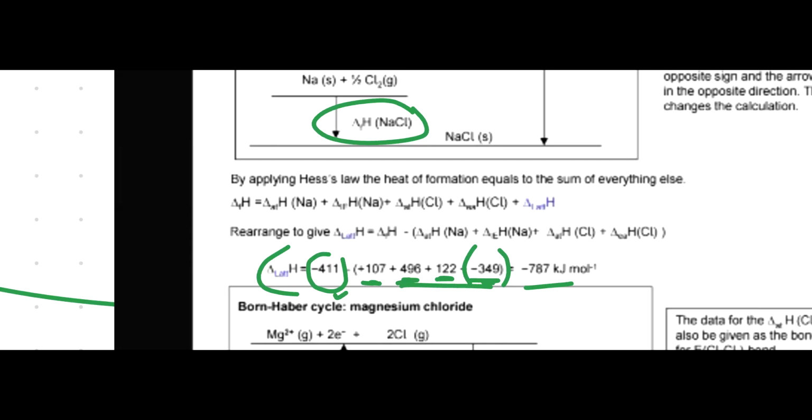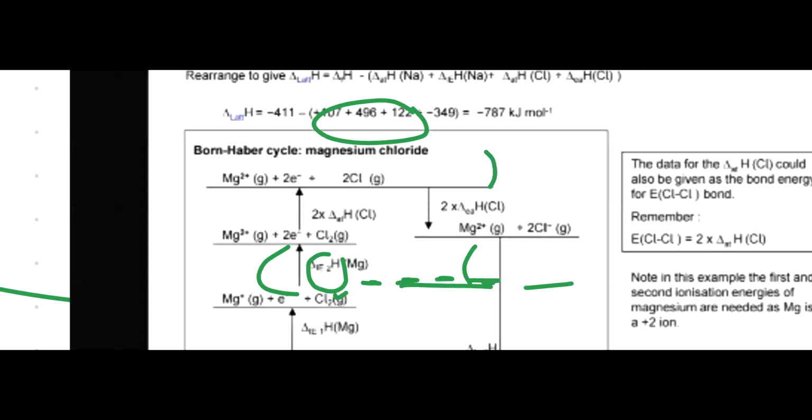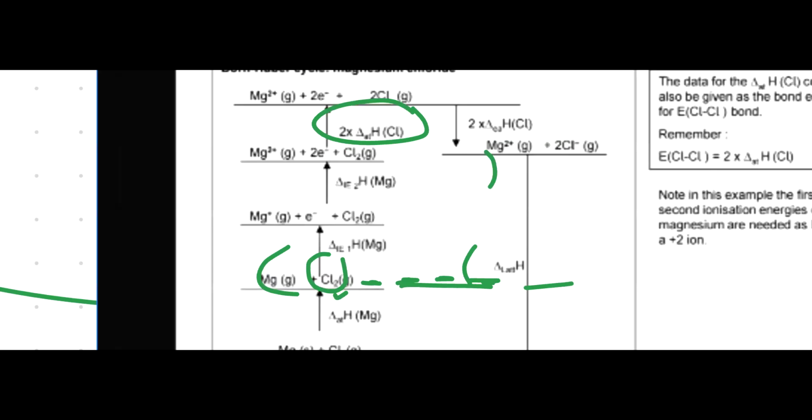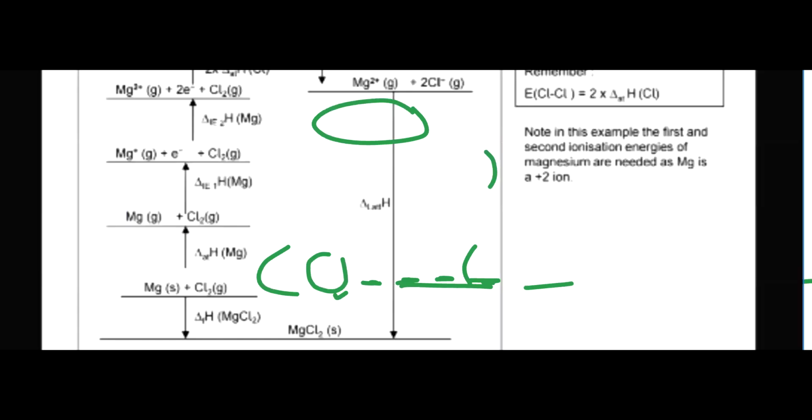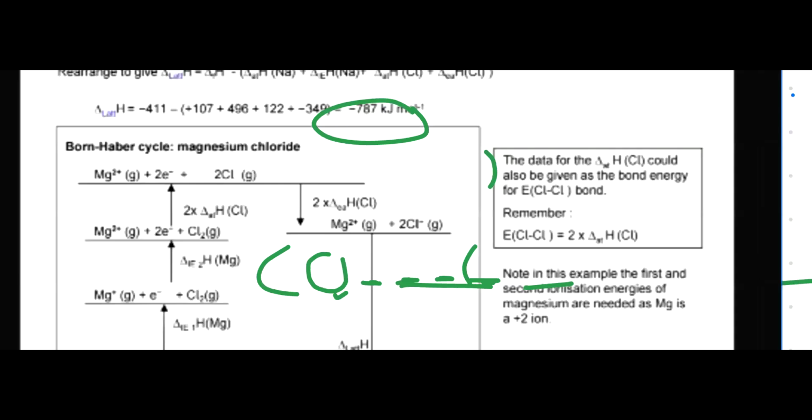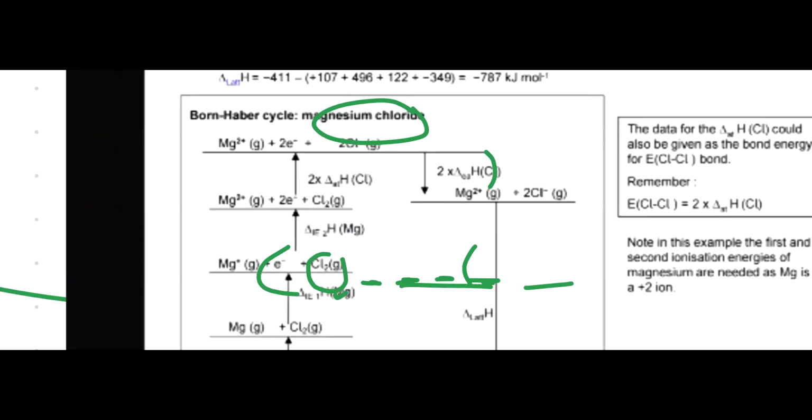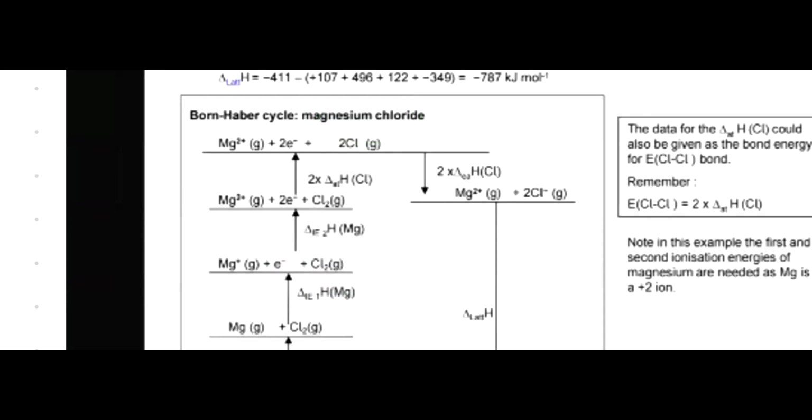And then we have something. Okay, look, this one. Here we have the magnesium chloride, MgCl2. So if you are having two chlorines, keep in mind that the atomization will be double, and the electron affinities will be double as well, for the two chlorine atoms.